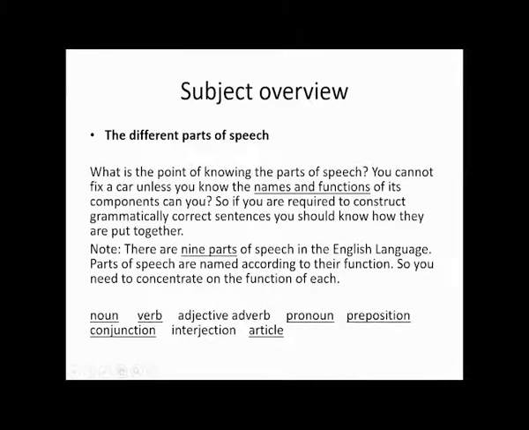Okay, a continuation of the subject overview. I said the different parts of speech. What is the point of knowing the parts of speech? You cannot fix a car unless you know the names and the functions of its parts. So as I'm going to say the parts of speech now, you need to know the names and the functions for you to be able to come up with a proper sentence. If you are required to construct a grammatically correct sentence, you should know how they are put together.